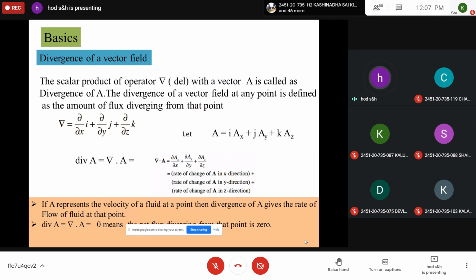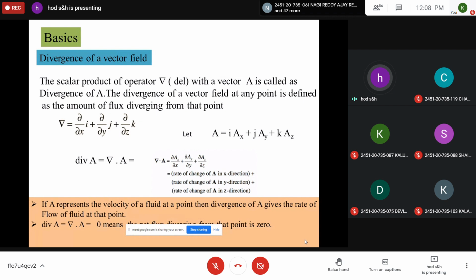And some small basic definitions you should know. The first one is the divergence of a vector field, because all this we are going to apply in Maxwell's equations. You know the operator del, which is a spatial operator. The scalar product of operator del with vector A is called divergence. The divergence of a vector at any point can be defined as the amount of flux diverging from that point. So this is divergence. It is a scalar product.